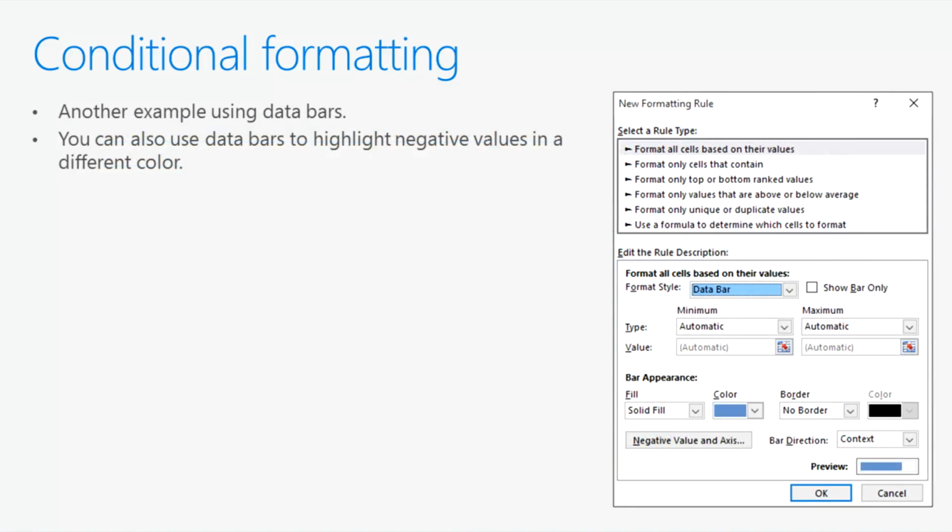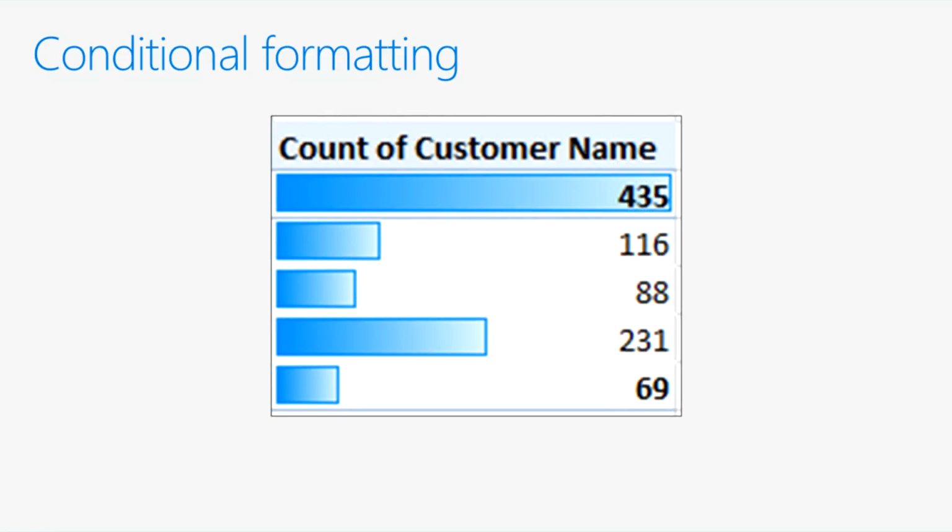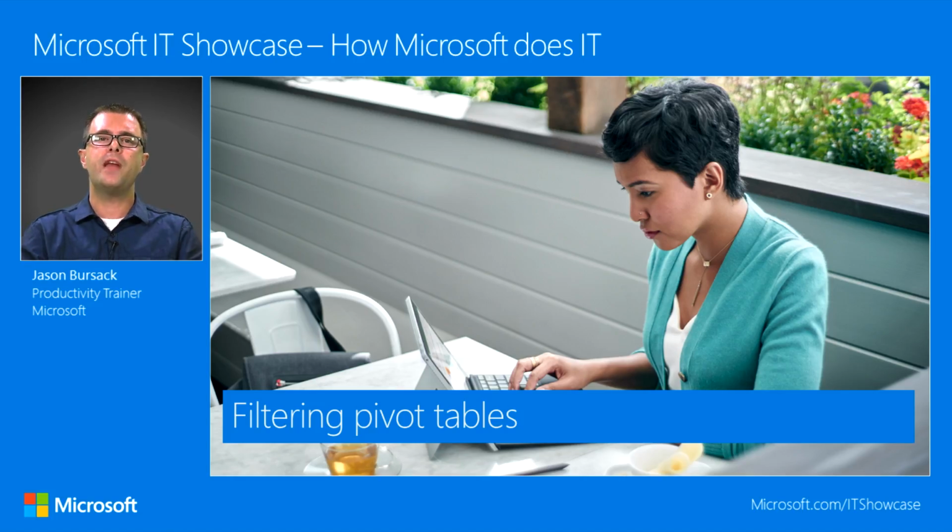Another example of conditional formatting is data bars, and this is the wizard for data bars. You'll see here that you have some options, like maybe you want the color to be a bit transparent, or maybe you want a border, for example, around your data bar. But the basic idea of data bars is that the bar appears in the cell, and the bar is longer depending on the number that it's representing. This is a screenshot of data bars applied. As you can see, 435 is the largest number, and 69 is the smallest number, and the data bar length corresponds to the number. We'll move next into the filtering pivot tables segment.